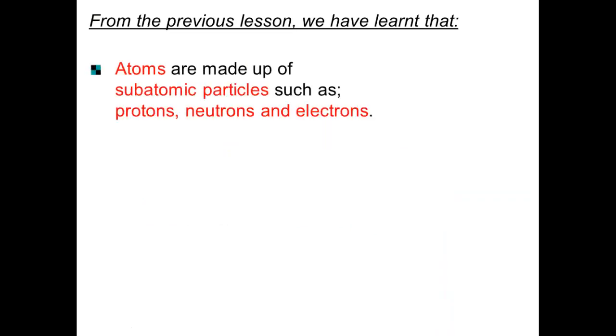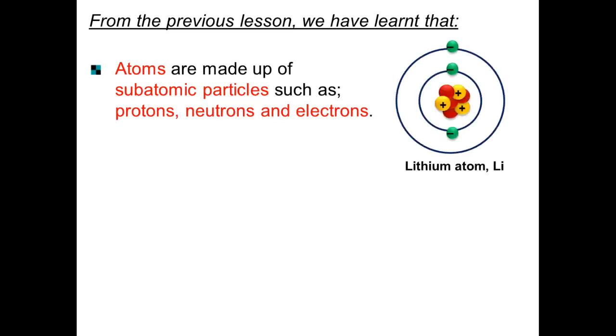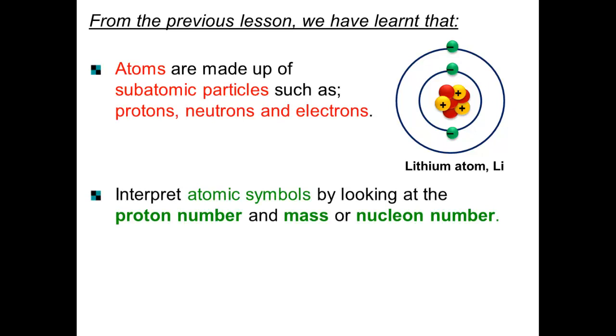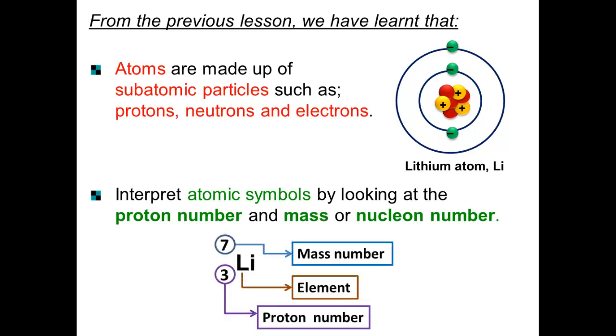From the previous lesson, we have learned that atoms are made up of subatomic particles such as protons, neutrons, and electrons. The picture on your right shows the electronic diagram of the lithium atom. We can see that the neutrons and the positively charged protons, denoted by the red and yellow circles respectively, are located in the nucleus of the atom, while the negatively charged electrons, denoted by the green circles, are found orbiting around the nucleus. We have also learned to interpret atomic symbols by looking at the proton number and the mass number, which is also known as the nucleon number.